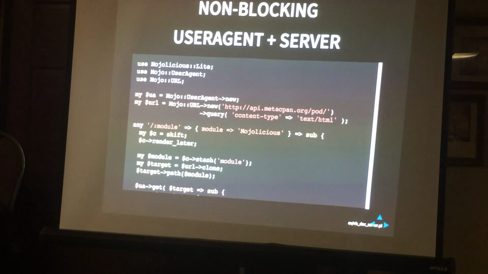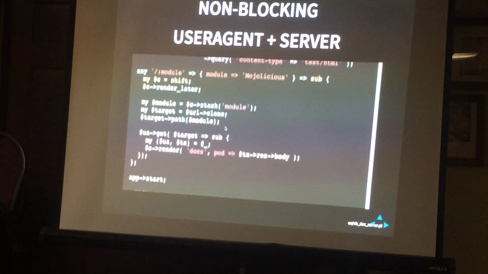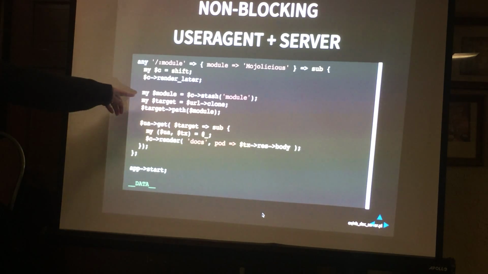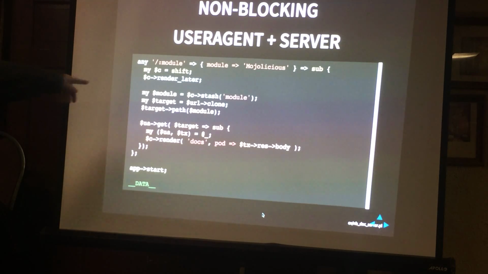So our app needs a user agent of its own. We're going to set up a base URL that we're going to clone later on. When you visit /module, where the default is Mojolicious, of course, first thing we're going to tell it to do is render later. So we're saying we're not going to reply right away. And then pull the module name out of the stash, clone the URL, and put that onto the path. So it'll be like /Mojolicious.